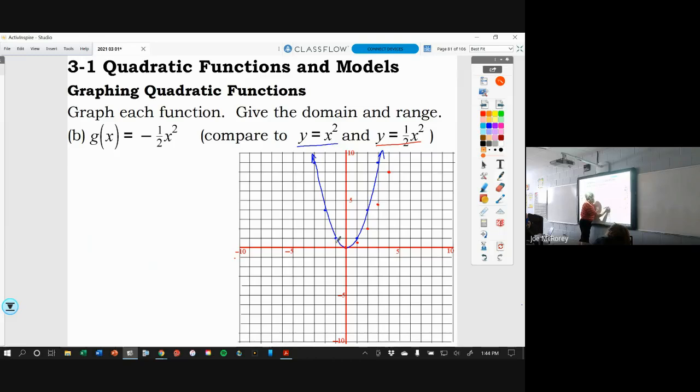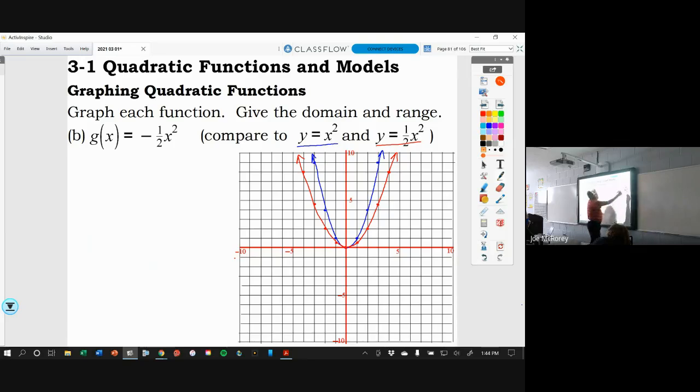So I can reflect those points and draw this curve. So this is the graph of y equals 1/2 of x squared. Is it wider? Yes. Okay.